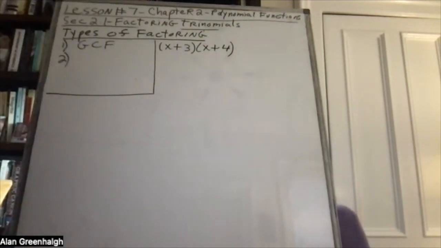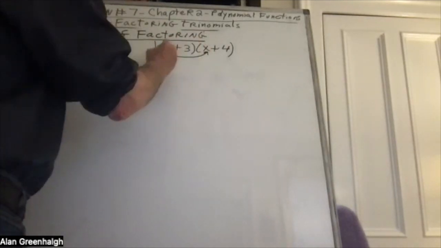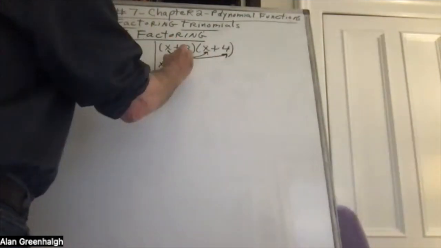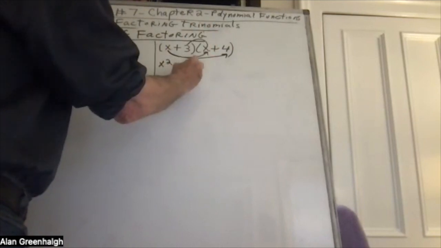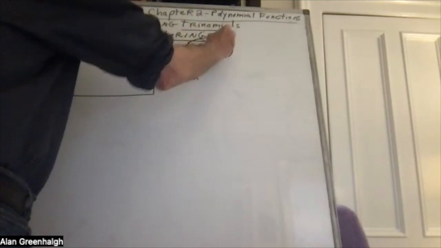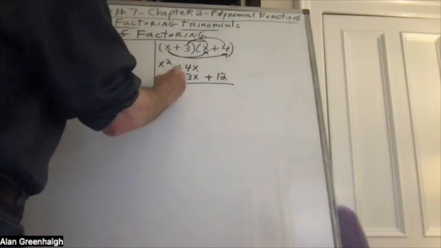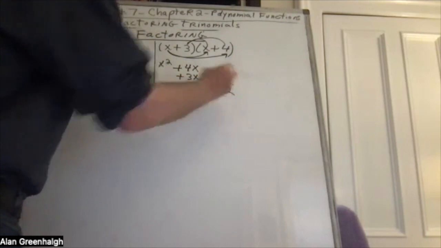The multiplication of those two binomials. Just do that. So in other words, this is what I'm asking you to do. X times x is x squared. X times 4 is 4x. 3 times x is 3x. And 3 times 4 is 12. And you wind up with x squared plus 7x plus 12.